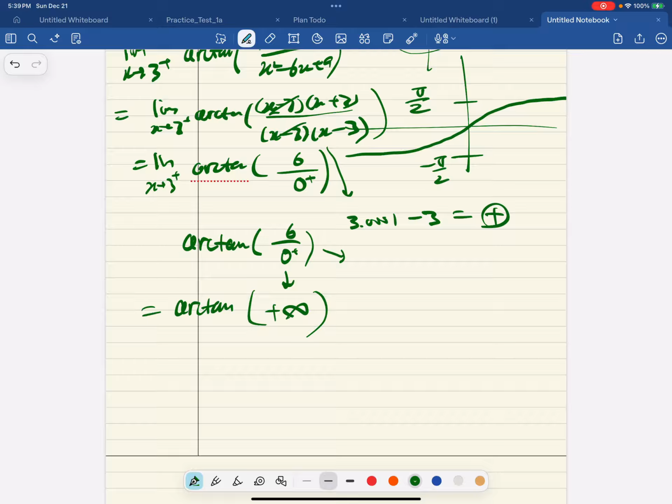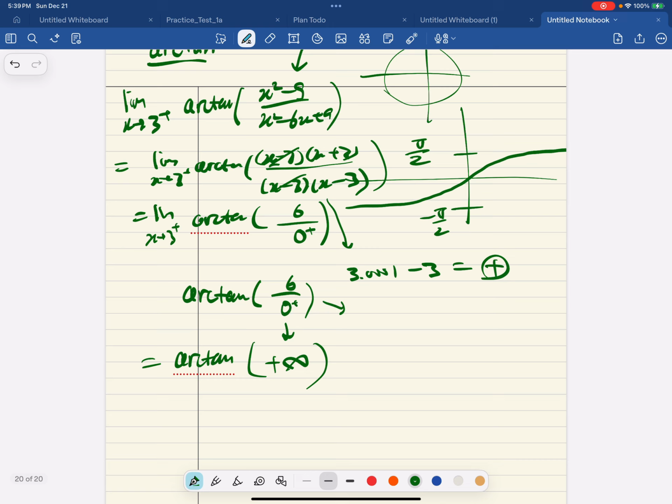But we're not done yet because arctan of infinity is not really a valid expression. But if you look at the graph, arctan as x approaches positive infinity is actually pi over 2.